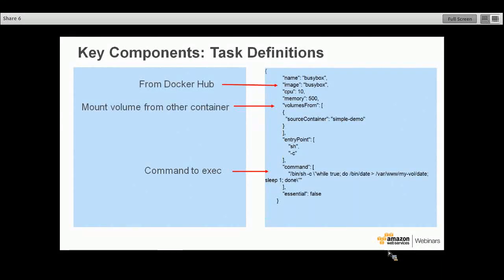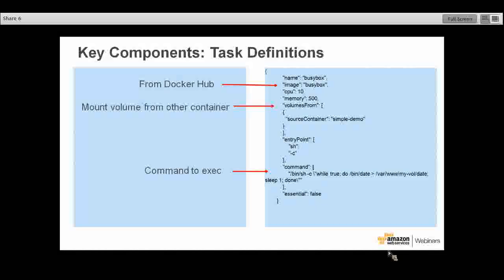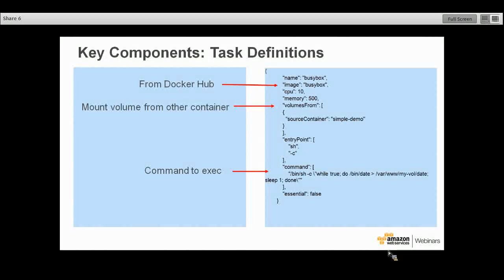A few other parts of task definitions. This is our second container. You have a name for the container as well as the image that you want to pull. And so we're pulling the BusyBox image from Docker Hub. Docker Hub includes not only images that you push to your own repository, but also a set of repositories that are provided by both Docker as well as ISVs like Ubuntu, so you can get certified images from third parties.